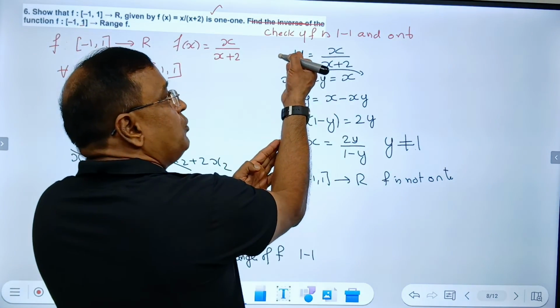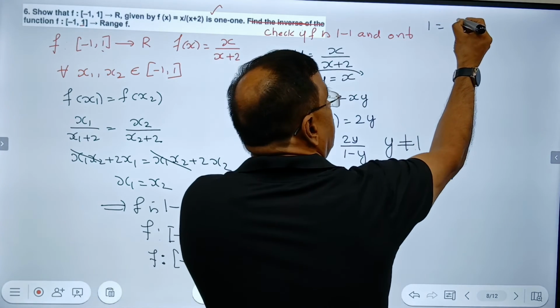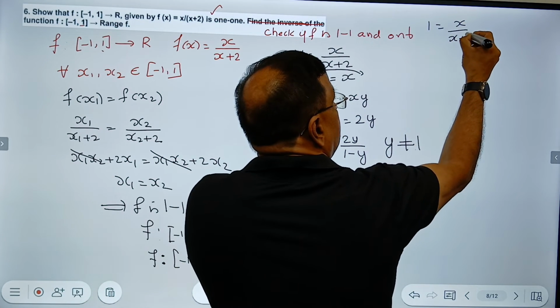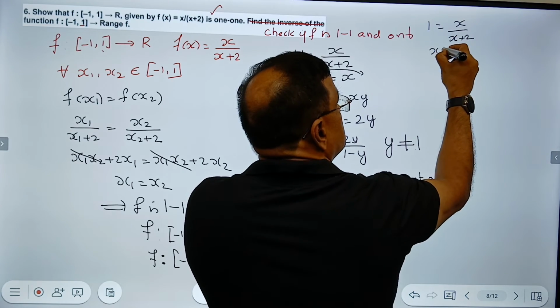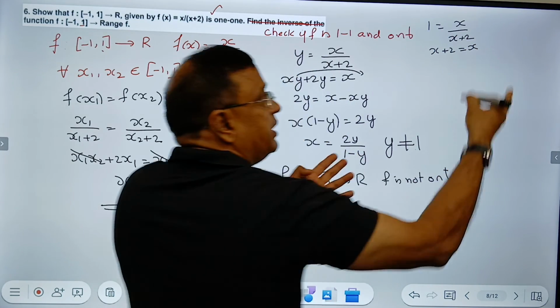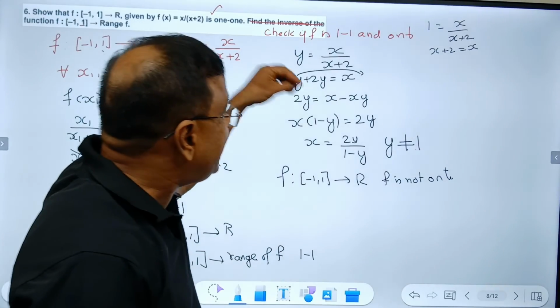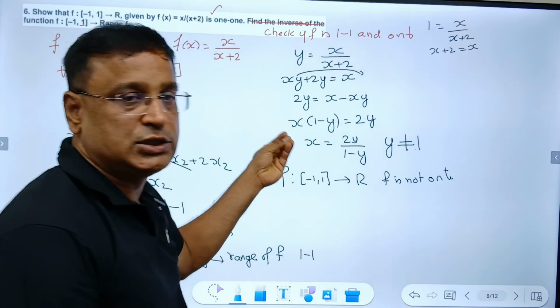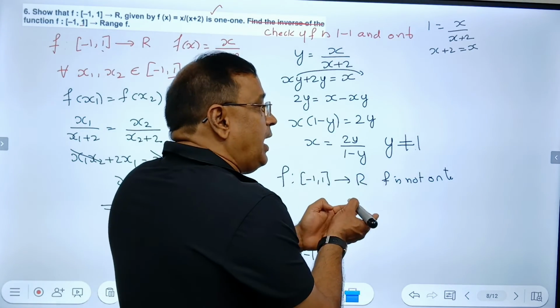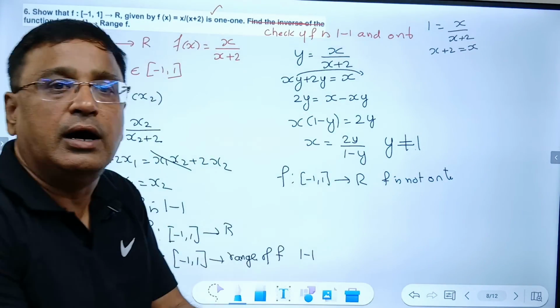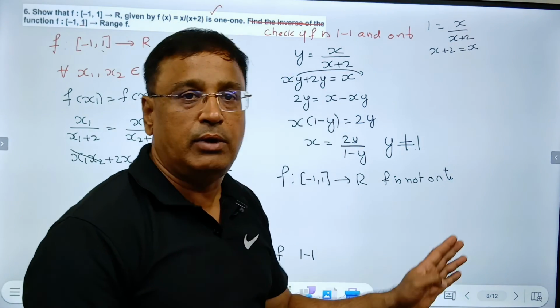You can try it. If you put y equal to 1, you get x by x plus 2 equal to 1. If you cross multiply, you get x plus 2 equal to x. How is it possible? Meaningless quantity. So 1 cannot have a pre-image. If 1 cannot have a pre-image, my range cannot be R. So codomain and range are not equal.